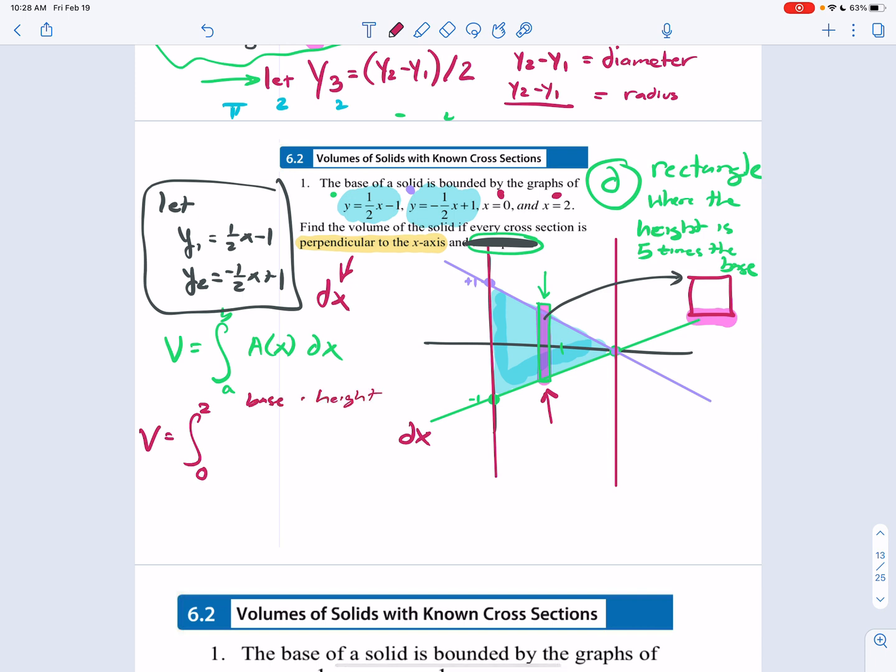Now, since this is a rectangle, this is really just the base times the height. I'll write it right above so we can see it. Now, in order to get our base, which is really the pink highlight, that's just top minus bottom. So in this case, y2 minus y1. Now, how do we get the height, right? The height of the rectangle that we're stacking is going to be 5 times the base. So if you know that the base is y2 minus y1, then the height will be 5 times that.